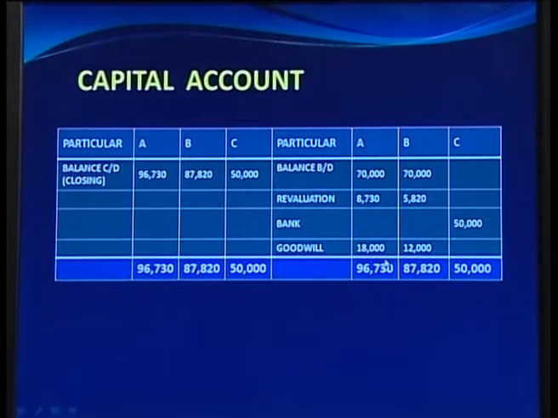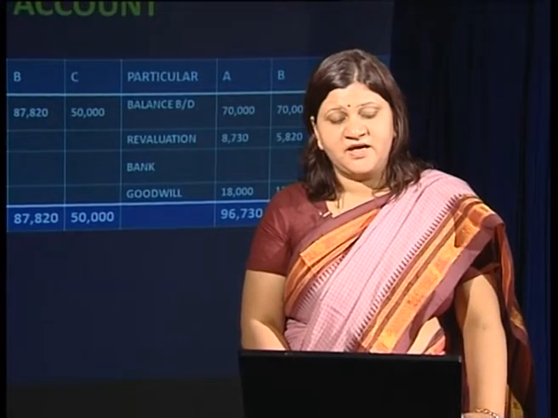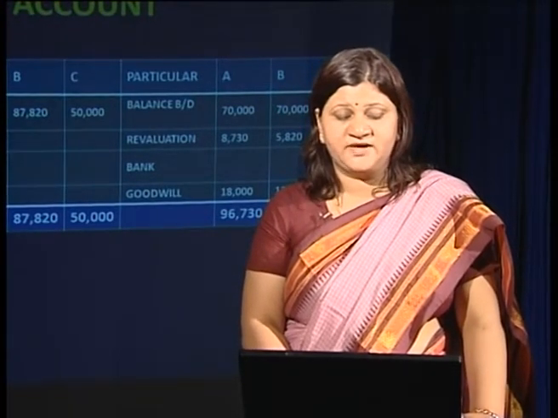Goodwill which is being brought by the new partner, 30,000, is being distributed in the existing ratio of the existing partners, and it amounts to 18,000 for A and 12,000 for B. So we will add up all the details in the amount column of A, B and C, and we are getting the closing balances as 96,730 for A, 87,820 for B and 50,000 for C. So debit side and credit side totals are matching up, as there is no item which is being reflected on the debit side of the partners' capital account.